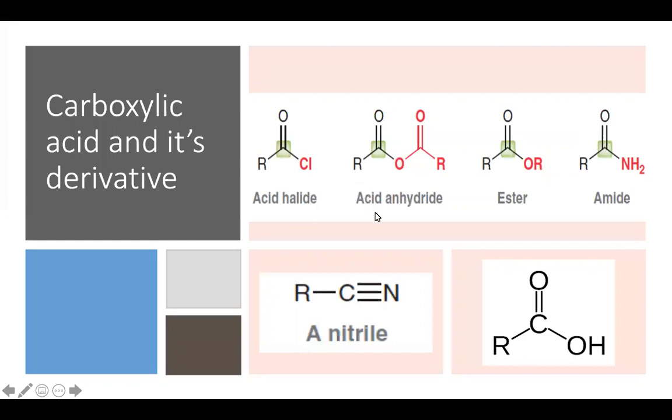Carboxylic acid and derivatives. So this is what we call carboxylic acid. What's so special is that they have a COOH, a carbon double bonded to an O and single bonded to a hydroxyl group. And the derivatives are acid halide, acid anhydride, ester, and amide. And we also have a nitrile, a carbon triple bonded to a nitrogen. That's what we call nitrile.